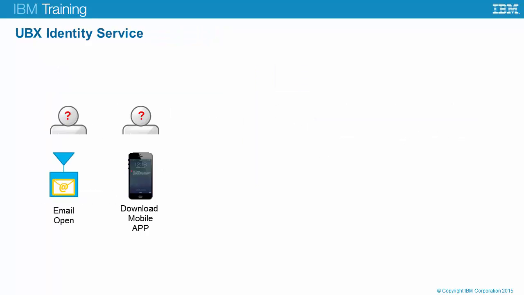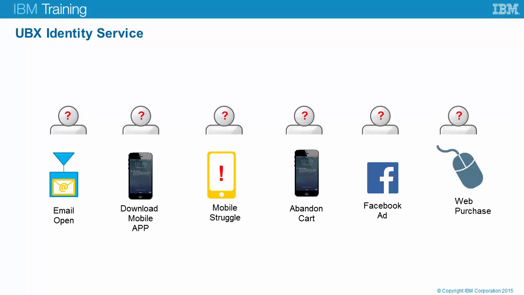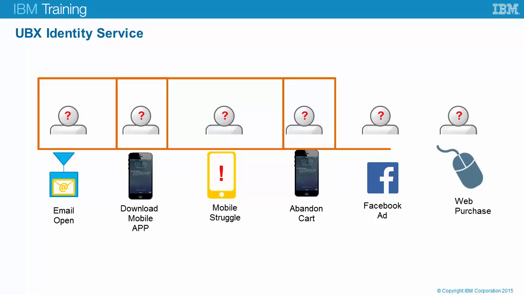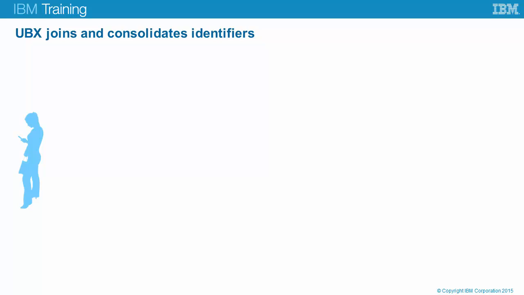Each customer event that enters the UBX system can come from a different channel or data source and can use different ways to identify the customer. The UBX Identity Service is able to see where those identities overlap, so that individual, seemingly separate events can be understood as the actions of a single customer, and thus steps of that customer's cross-channel journey.